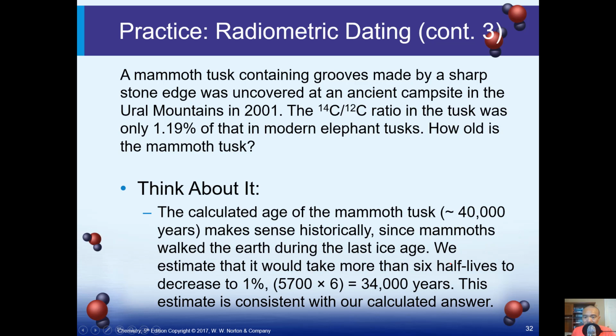The calculated age of the mammoth tusk, about 40,000 years, makes sense historically, since mammoths walked the earth during the last ice age. We can also estimate that it would take more than 6 half-lives to decrease to 1%. This estimate is consistent with our calculated answer.